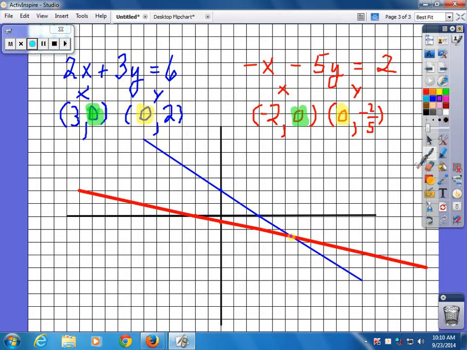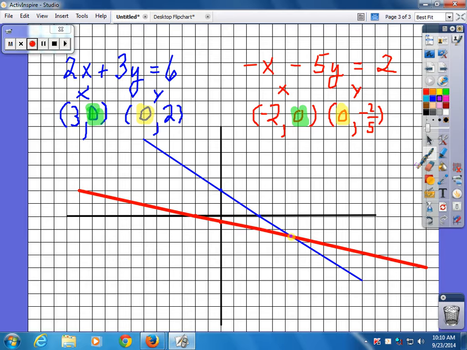There's your intersection point. Now, what does the intersection point represent? I love asking that question because you've done it, you know how to do it, but what does it give you? I mean, what does the intersection point give you? It gives you an X and Y that will work in what? Both equations. That's what it gives you. It gives you the solution to both equations.